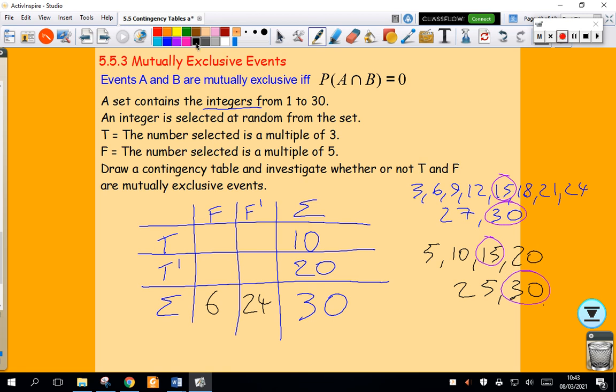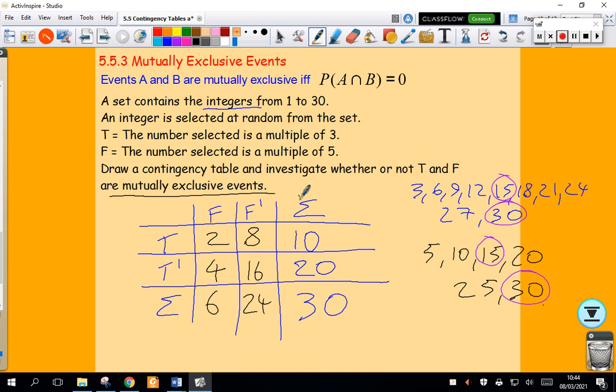So there are actually two numbers that are multiples of 3 and multiples of 5, which means there must be 4 multiples of 5 that are not multiples of 3, and there must be 8 multiples of 3 that are not multiples of 5, and there must be 16 numbers from 1 to 30 that are neither multiples of 3 nor multiples of 5. I won't list them all out. It's too time consuming, but I want to investigate whether or not these are mutually exclusive events.